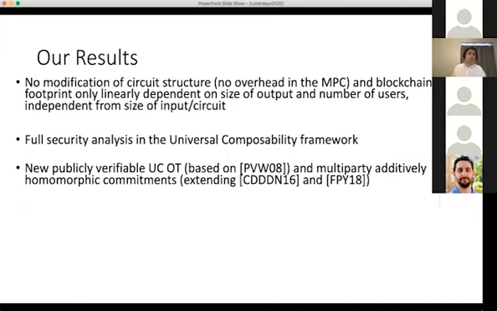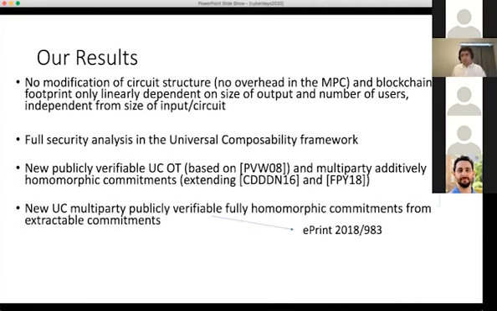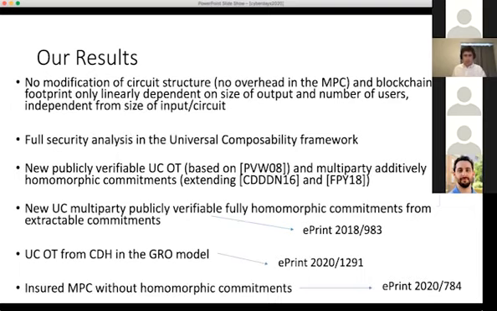We provide new constructions of oblivious transfer protocols, which are an essential component of this approach, and of homomorphic commitments. And we provide new constructions of this oblivious transfer primitive also in a stronger security setting. And more recently, we also showed that we can make our whole approach even more efficient and eliminate the need for so-called homomorphic commitments, which I'll explain in a bit.